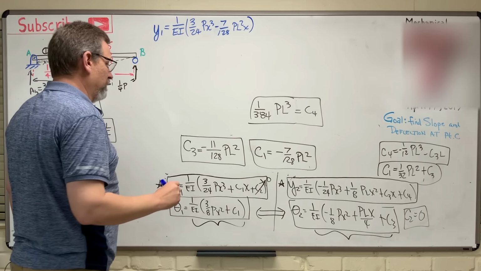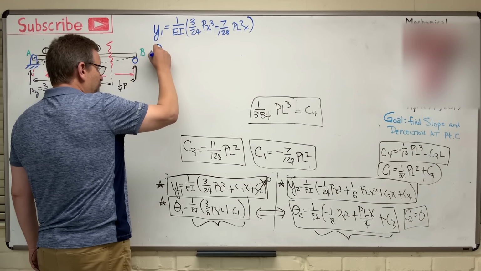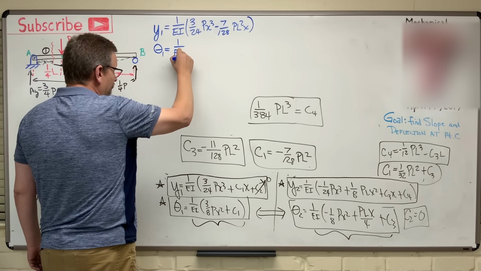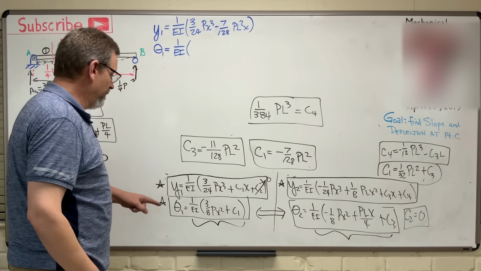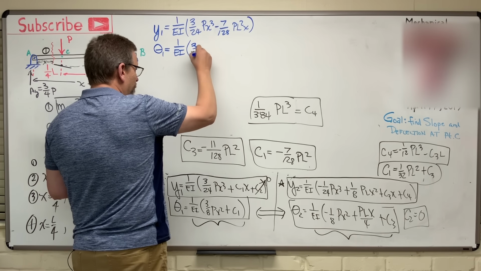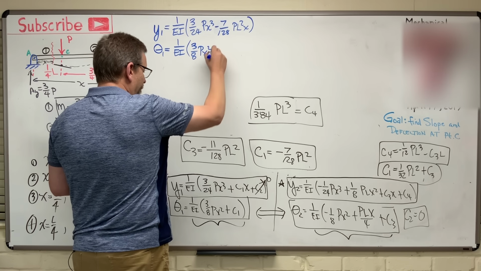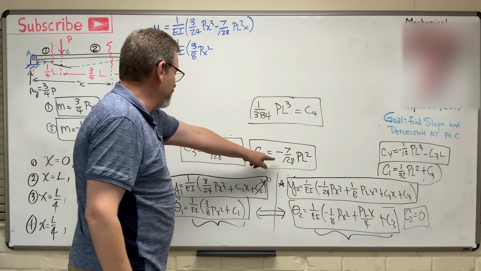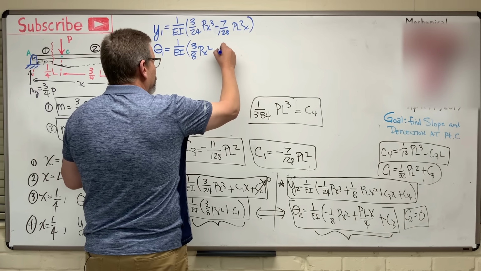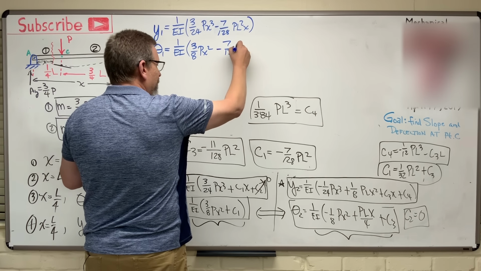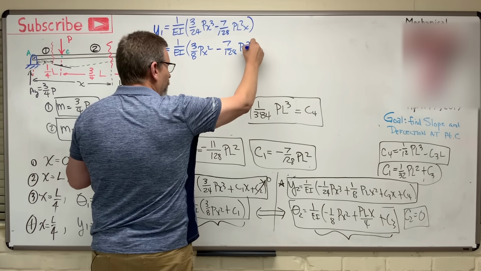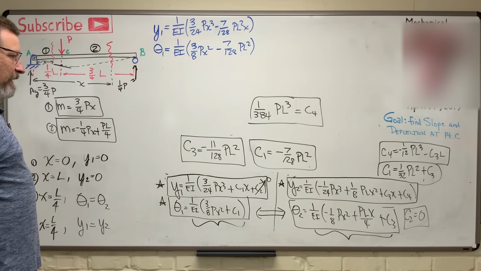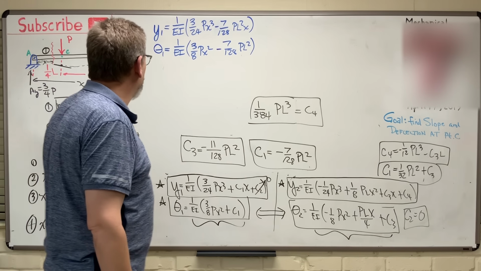Good job. Okay? You want to find the slope for segment 1, you've got to do this. 1 over EI times 3/8 PX squared plus C1. And what's C1? Just that, so minus 7 over 128 PL squared. Done.